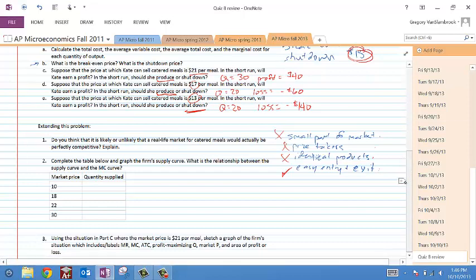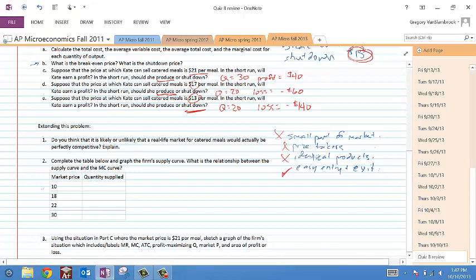All right, number 2 moves us back into some of the numbers analysis. Complete the table below and graph the firm's supply curve. What's the relationship between the supply curve and the marginal cost curve? So we can just go back to the table of marginal costs that we found before.